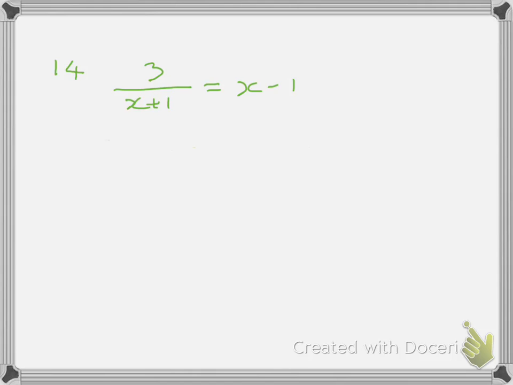What I'm going to do here is multiply both sides by x plus 1 to undo that denominator. So the left hand side now is going to read 3, and the right hand side is going to equal x minus 1 multiplied by x plus 1. Now that doesn't equal 0, so I'm going to have to expand the right hand side.